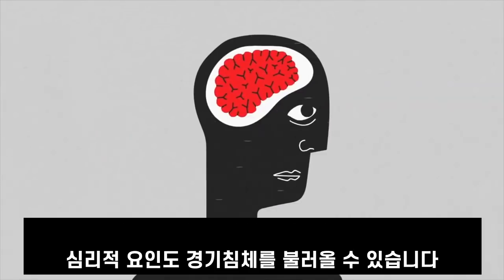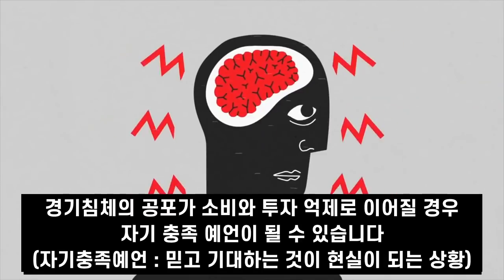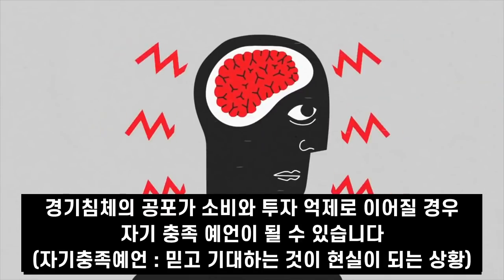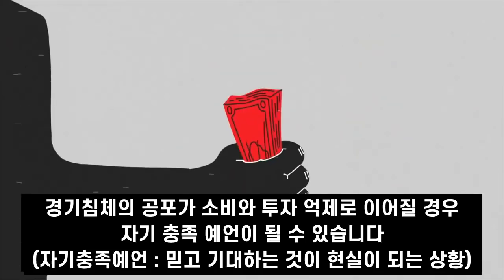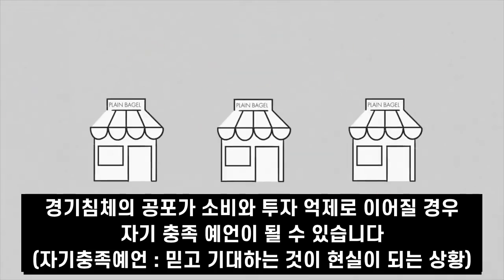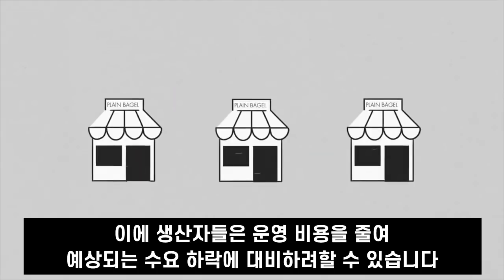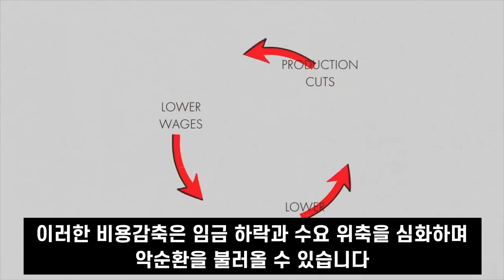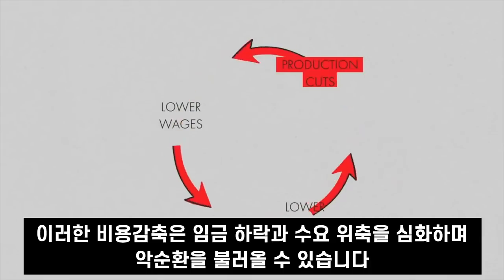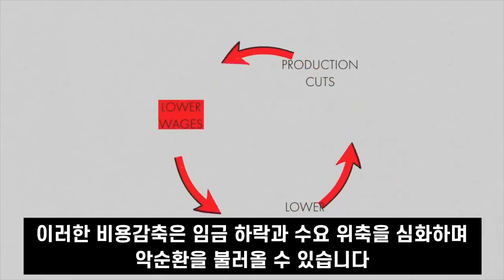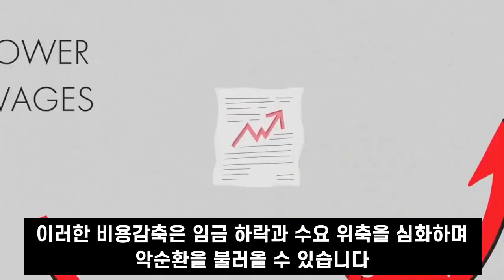Psychology can also contribute to a recession. Fear of a recession can become a self-fulfilling prophecy if it causes people to pull back investing and spending. In response, producers might cut operating costs to help weather the expected decline in demand. That can lead to a vicious cycle, as cost cuts eventually lower wages, leading to even lower demand.